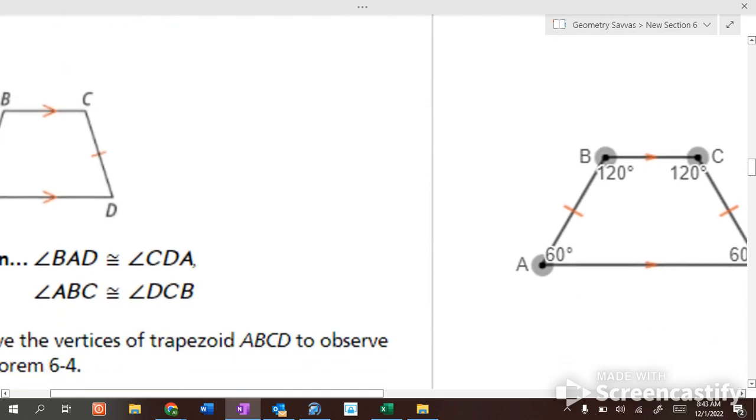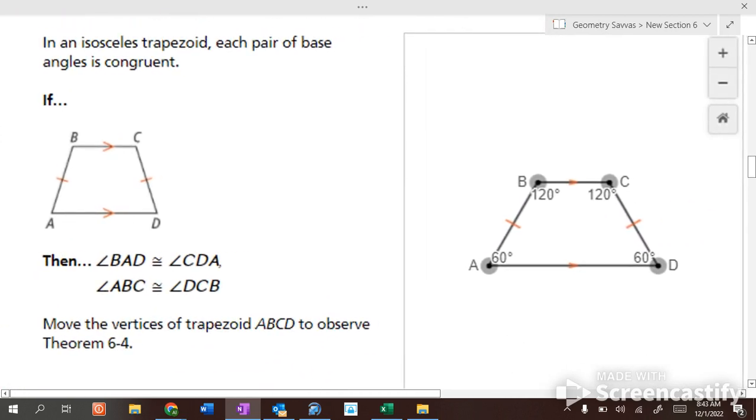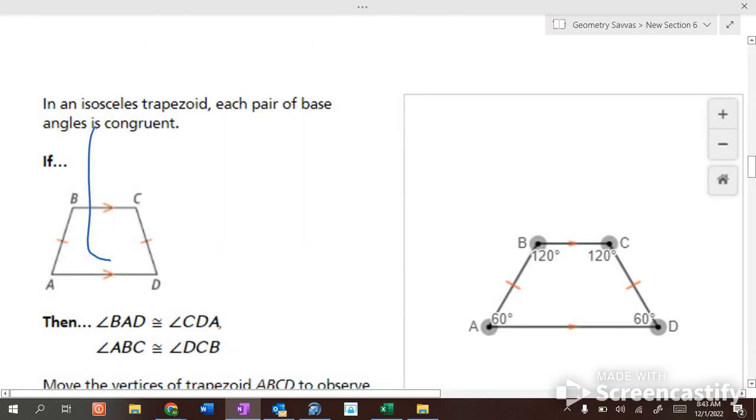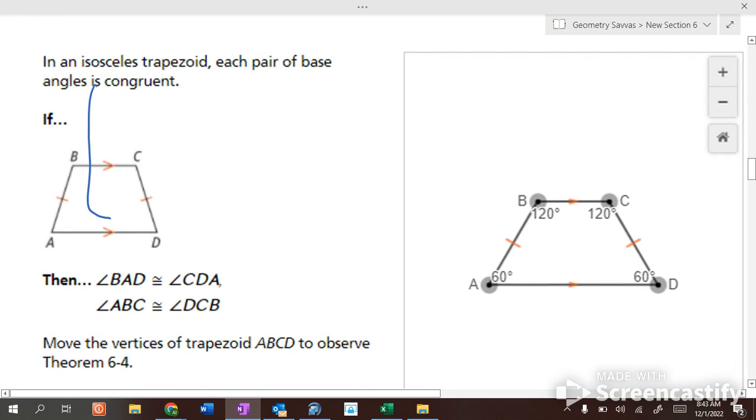Okay? All right. The other thing we're going to talk about is trapezoids. What is a trapezoid? A trapezoid is a quadrilateral with one pair of opposite sides parallel. The other pair of opposite sides are not parallel. It only has one pair of opposite sides parallel. Okay? The parallel sides are called bases.